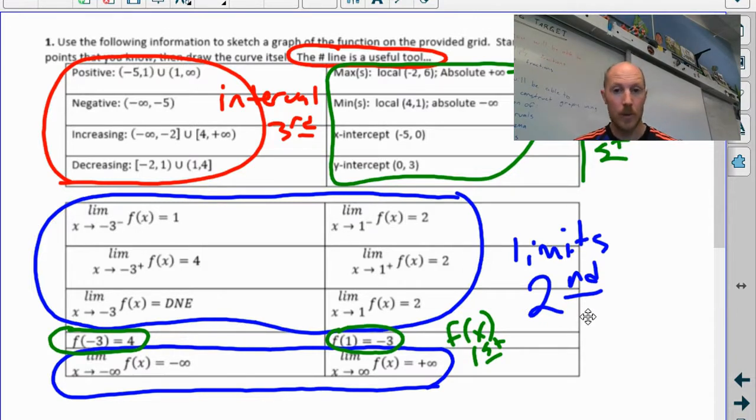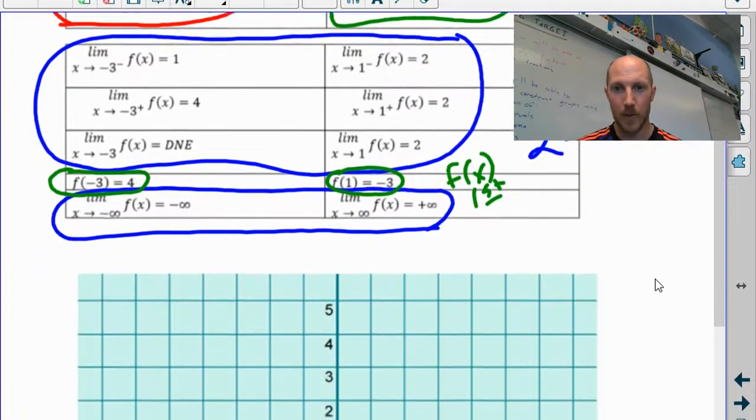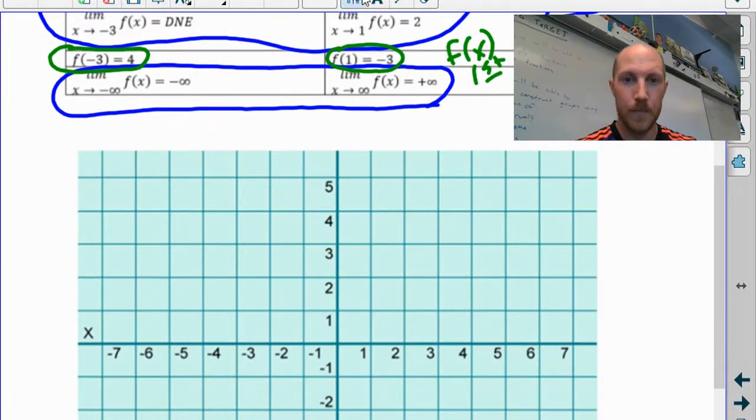All right, so let's go through here, starting with the points I have been given. So I'm going to max at -2, 6.